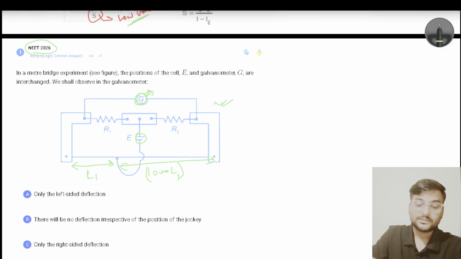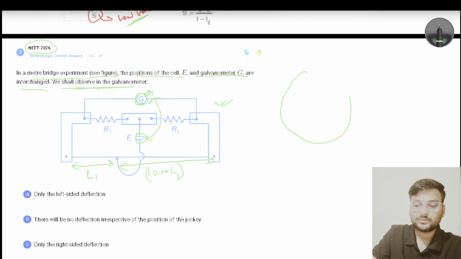But in this case they are exchanging the position of the battery and the galvanometer. So what happened here? Actually, in this case nothing happens, because the equation is in balance condition. They already say that in the meter bridge experiment, the positions of the cell and galvanometer are interchanged. What will the galvanometer observe?